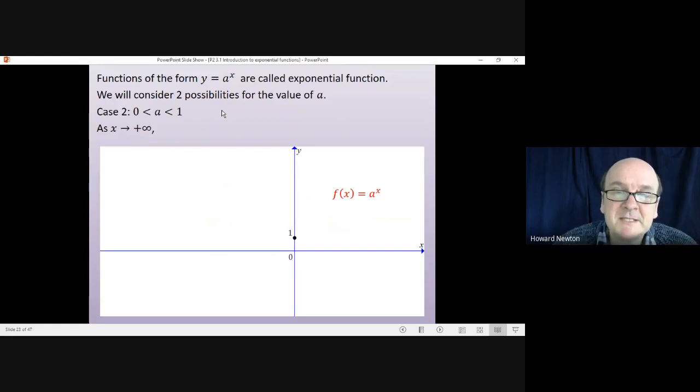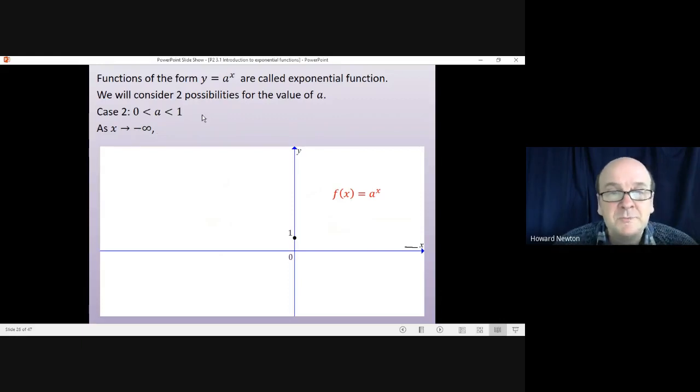What happens as x gets bigger and bigger? Well, you've got a number which is less than 1, so it's like a half or a quarter or a third. If I do a bigger and bigger power of that, it makes the fraction get smaller and smaller and smaller. So as x tends towards plus infinity, y is going to tend towards 0, which means that the curve's going to head towards here on the right-hand side.